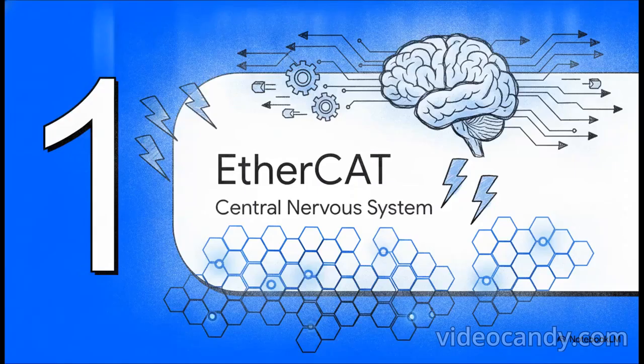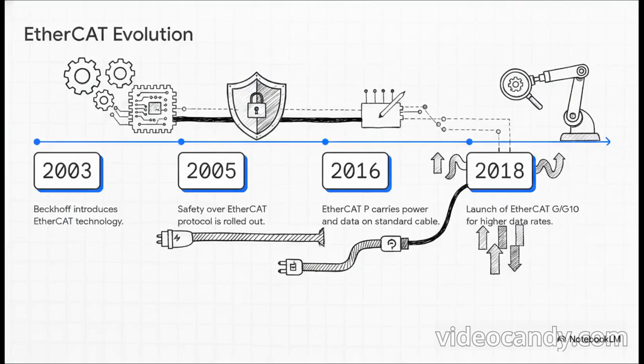Section 1. EtherCAT, the central nervous system. Before you can add smart senses, your machine needs a central nervous system that can actually handle high-speed data without choking. Enter EtherCAT. This has really become the global standard for ultra-fast real-time industrial Ethernet. Beckhoff introduced it way back in 2003, and the core spec is still amazingly compatible today.